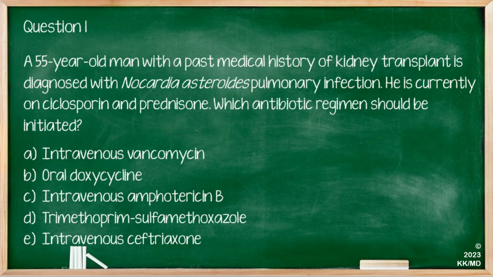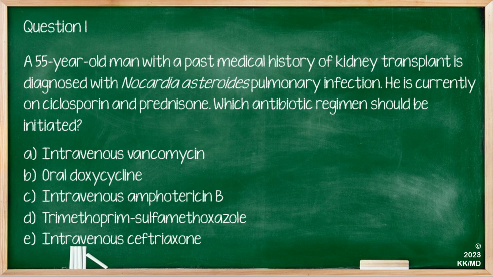Okay, let's do a question. A 55-year-old man with a past medical history of kidney transplant is diagnosed with Nocardia asteroides pulmonary infection. He is currently on cyclosporin and prednisolone. Which antibiotic regimen should be initiated? The options are A, intravenous vancomycin, B, oral doxycycline, C, intravenous amphotericin B, D, trimethoprim sulfamethoxazole, E, intravenous ceftriaxone.